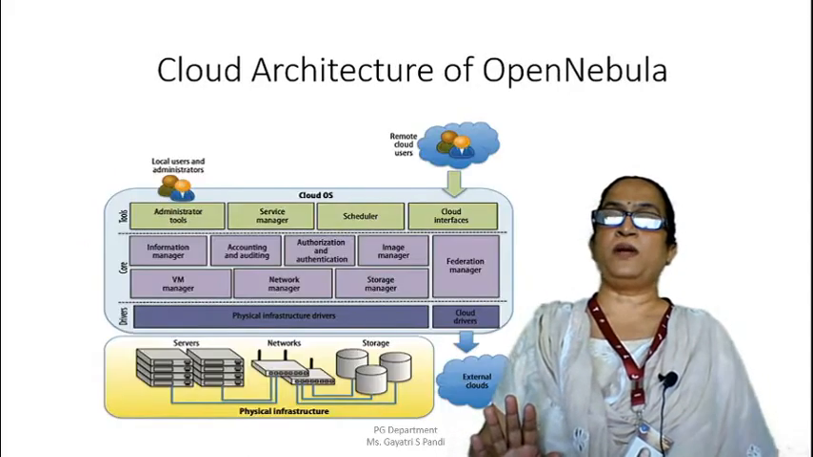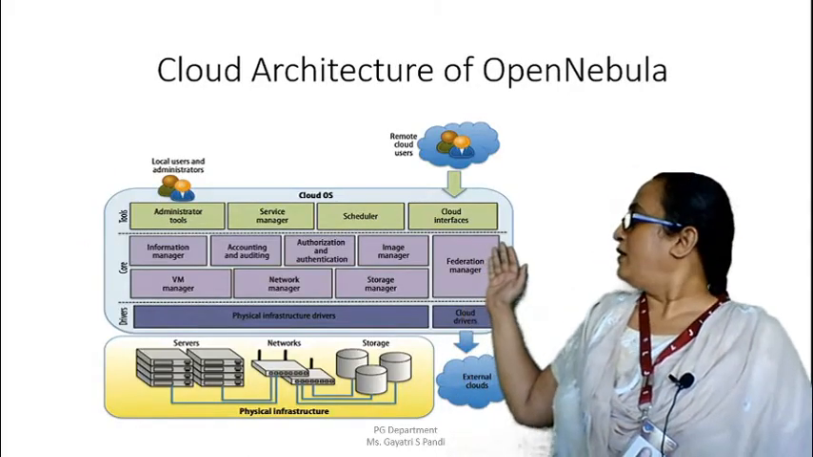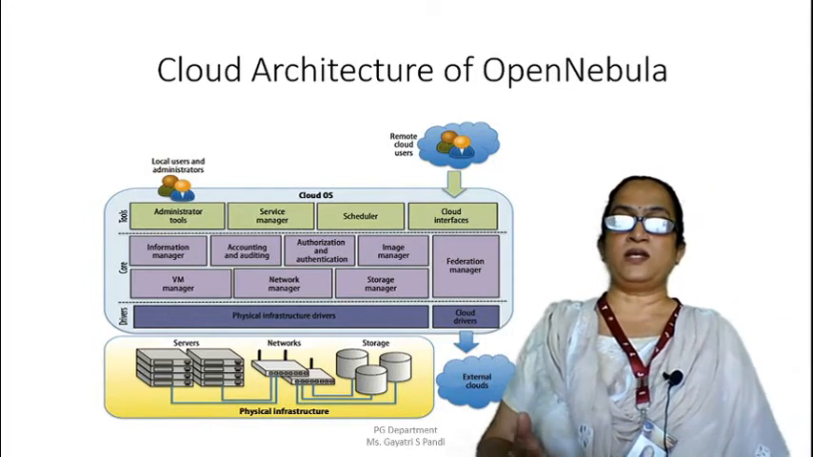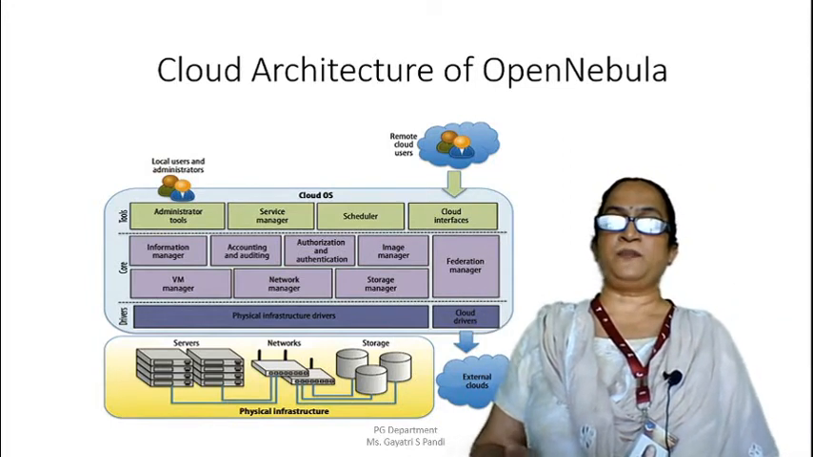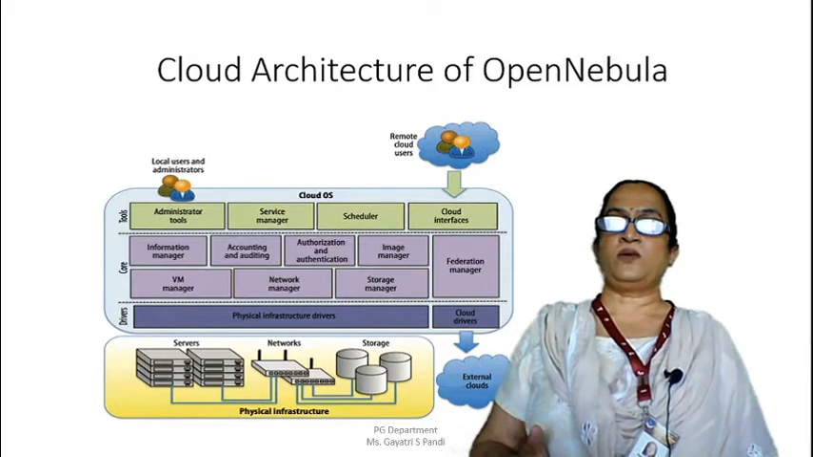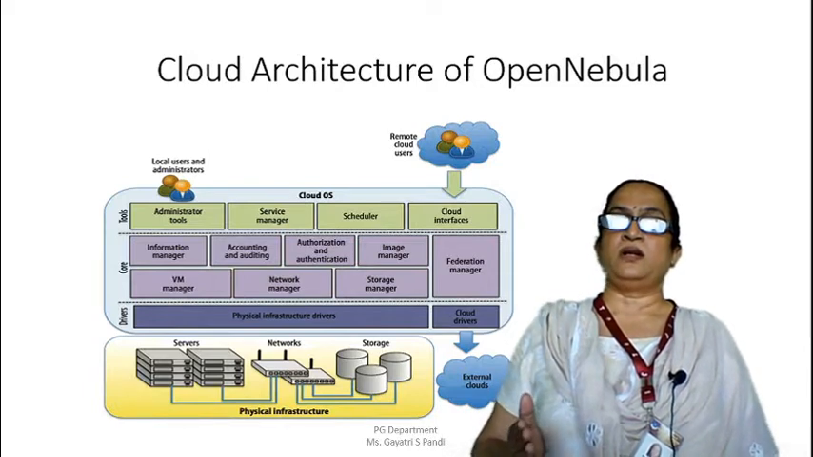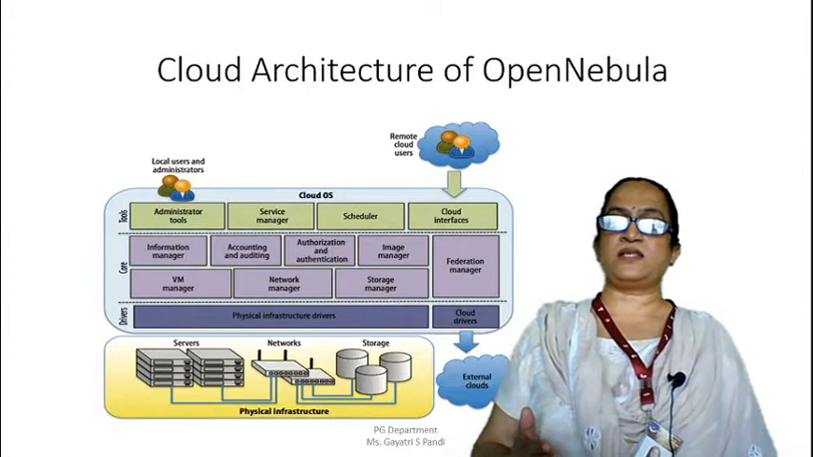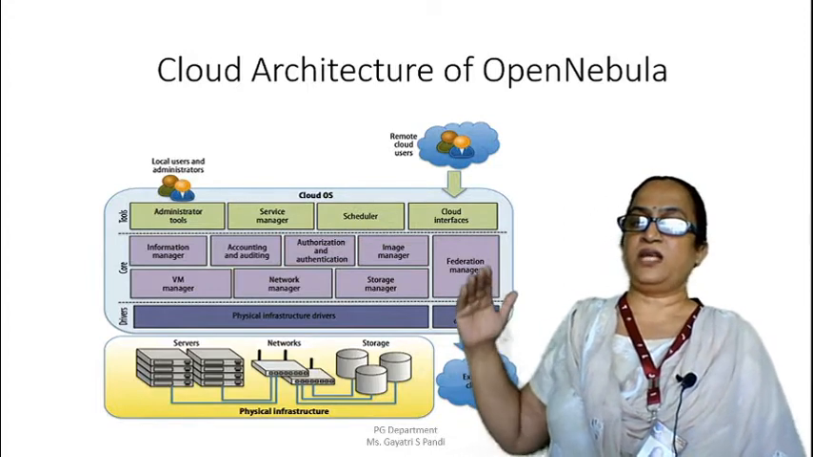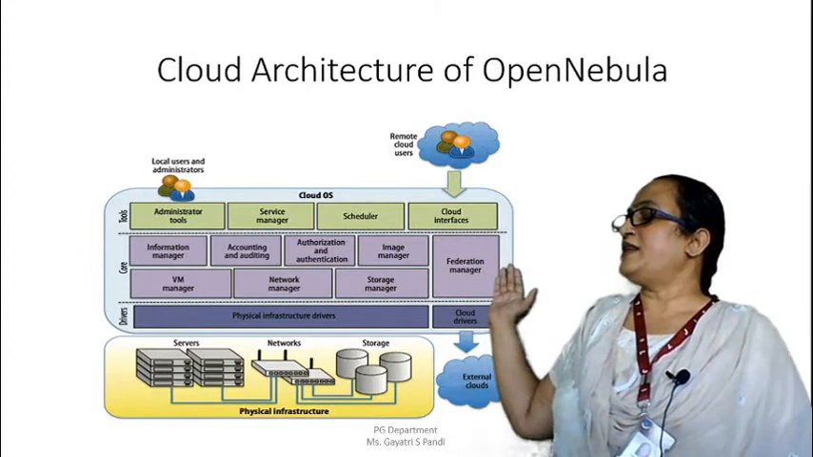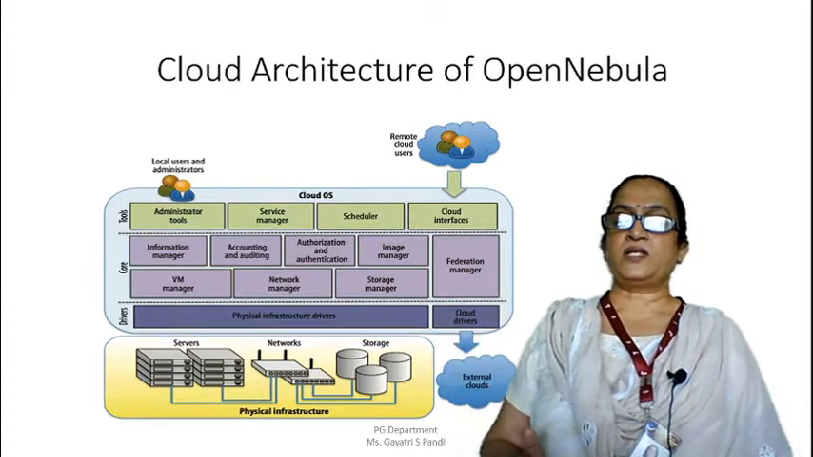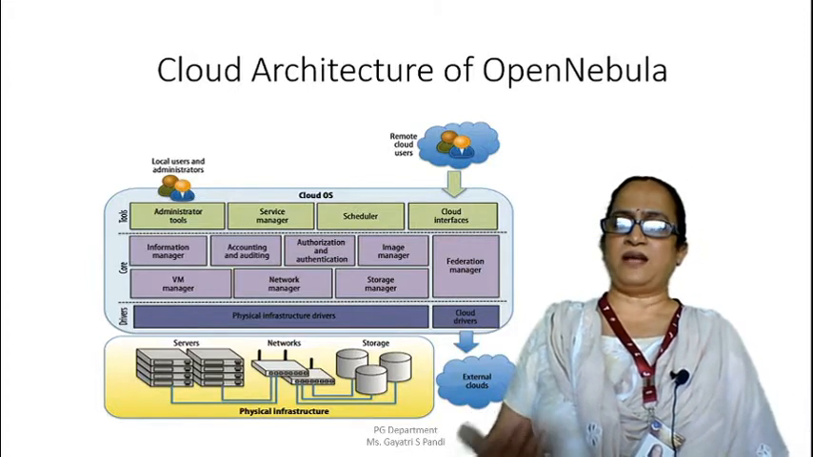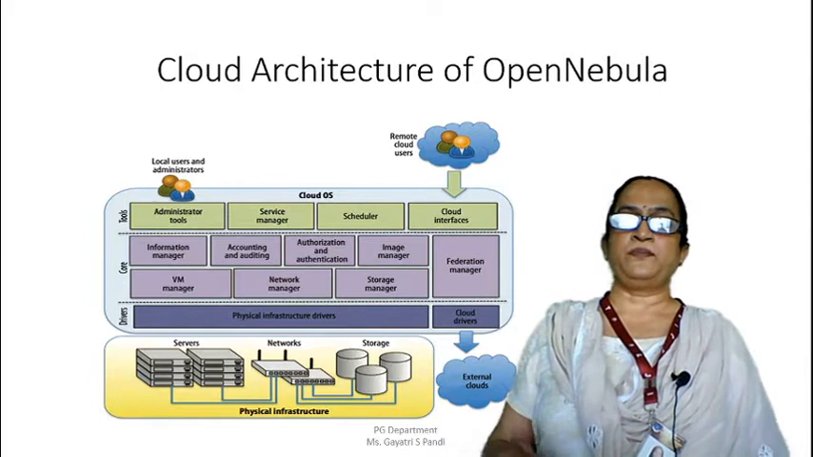We'll see about OpenNebula also. So again, similar to the other clouds, you can see on the lower side you have the physical infrastructure, that is the servers, the networks, and the storage, and above it are the different components of OpenNebula. On the very lower side of OpenNebula, you have the physical infrastructure drivers, which will drive the various devices of the cloud, and next to it are the cloud drivers through which the external clouds are connected.